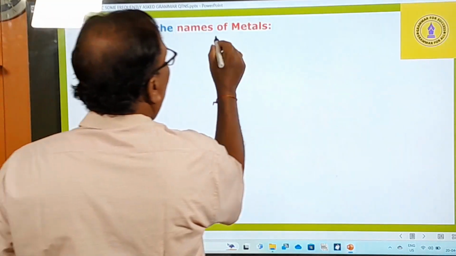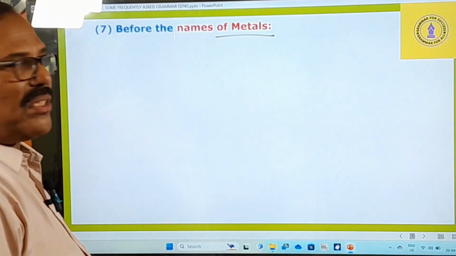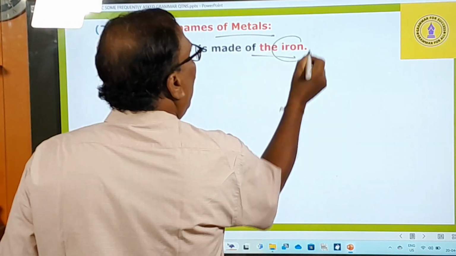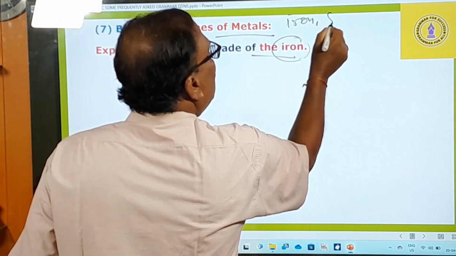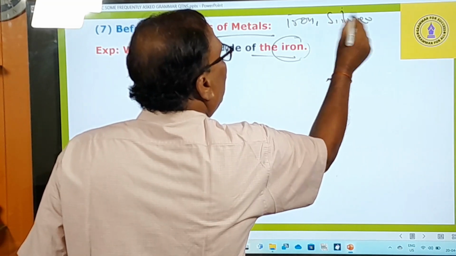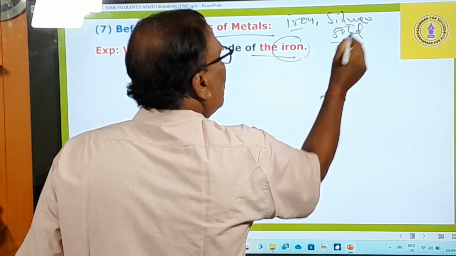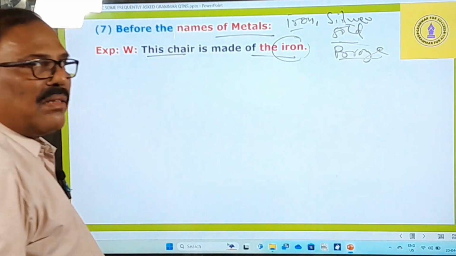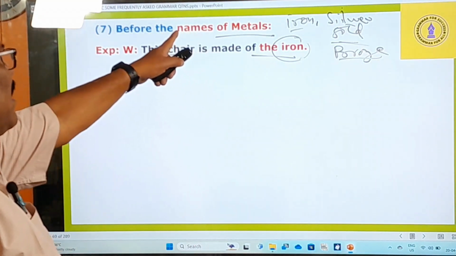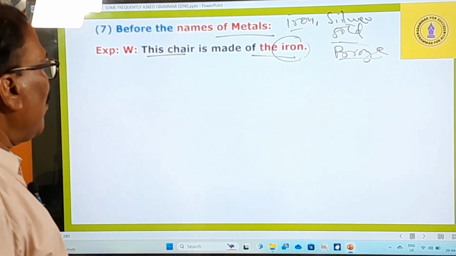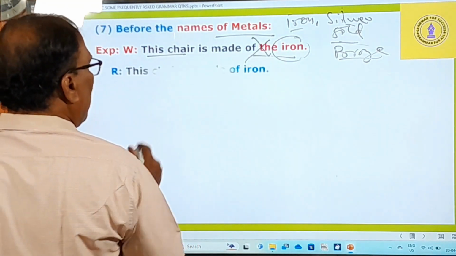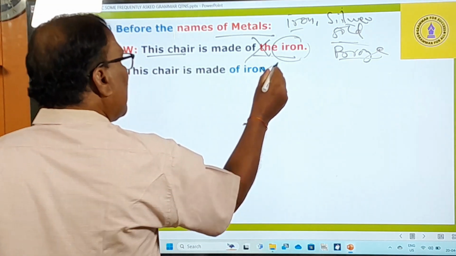Seventh one, before the names of metals. This is another important thing. What are the names of metals? This chair is made of the iron. Iron, silver, gold, bronze. These are all metals. Before the names of metals, we should not use any article. Here, the chair is made of the iron, wrong. What should we say? The chair is made of iron, that's correct.